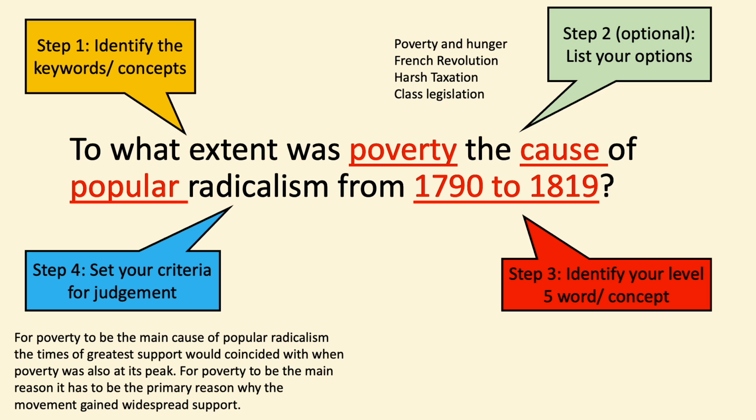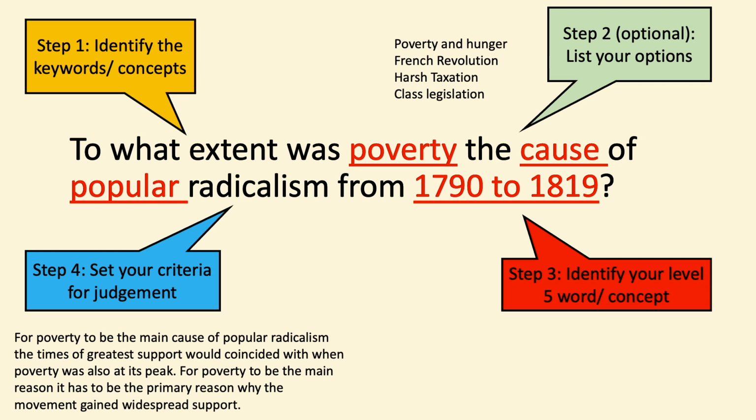This presentation is going to talk you through how you answer the question, to what extent was poverty the cause of popular radicalism from 1790 to 1819? Now, we started to look at this topic in lesson, so the point of this presentation is to build upon the knowledge we've already discussed and to show you how you would apply this to the question.